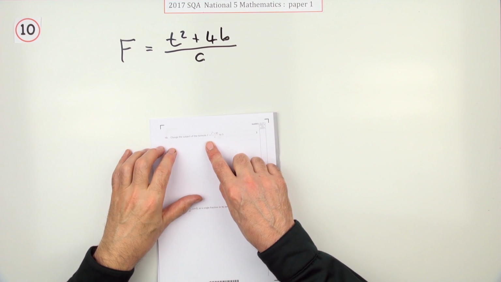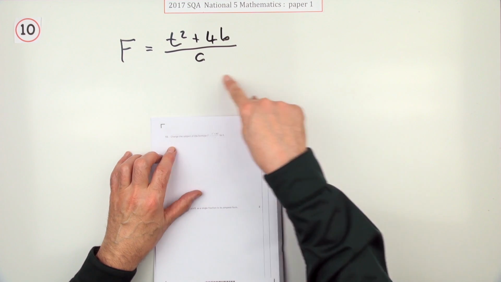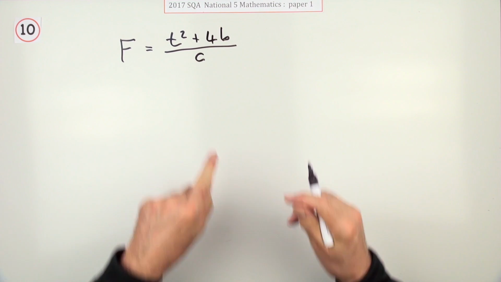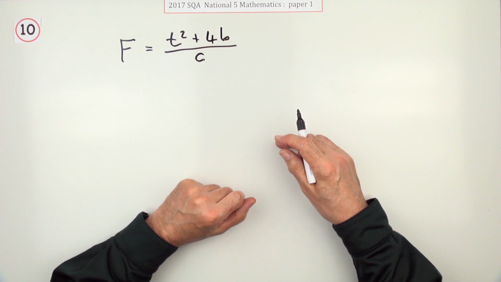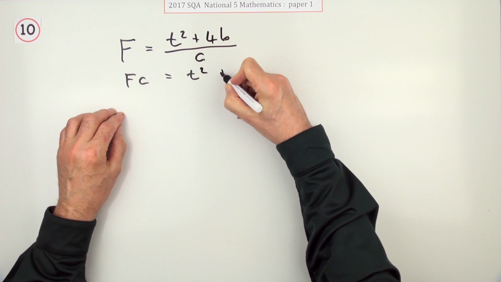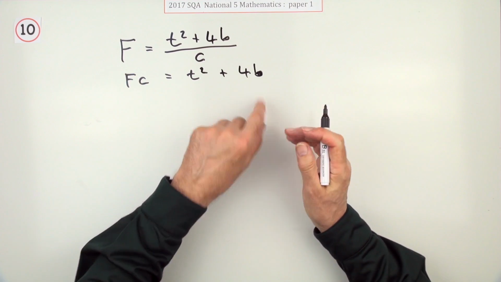Number 10 then. Change the subject of a formula, 3 marks. Change the subject of this formula to little b here. Get rid of that fraction first of all. Take that c across and multiply. So I've got f times c equals t squared plus 4b. But now it's all backwards from the way I want it.